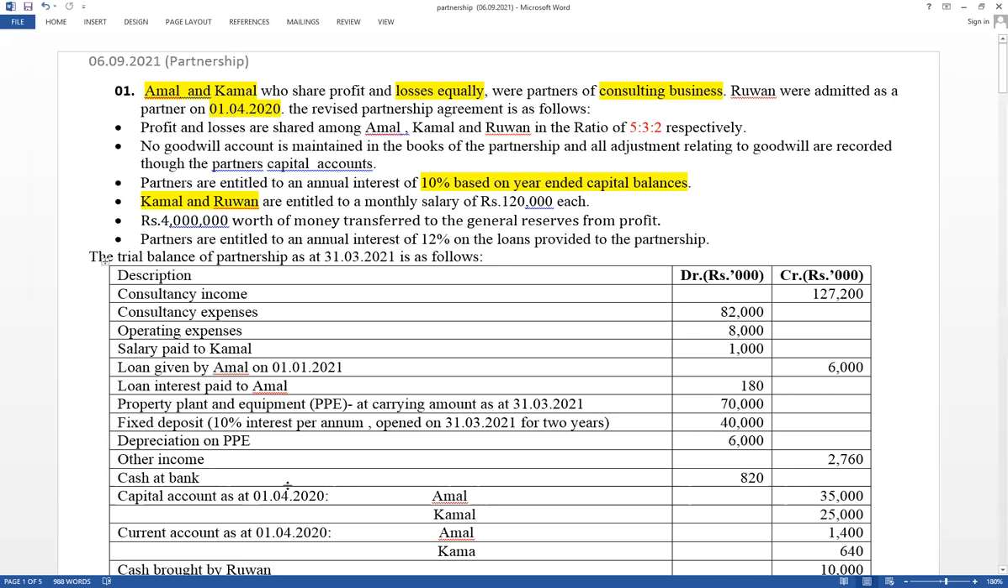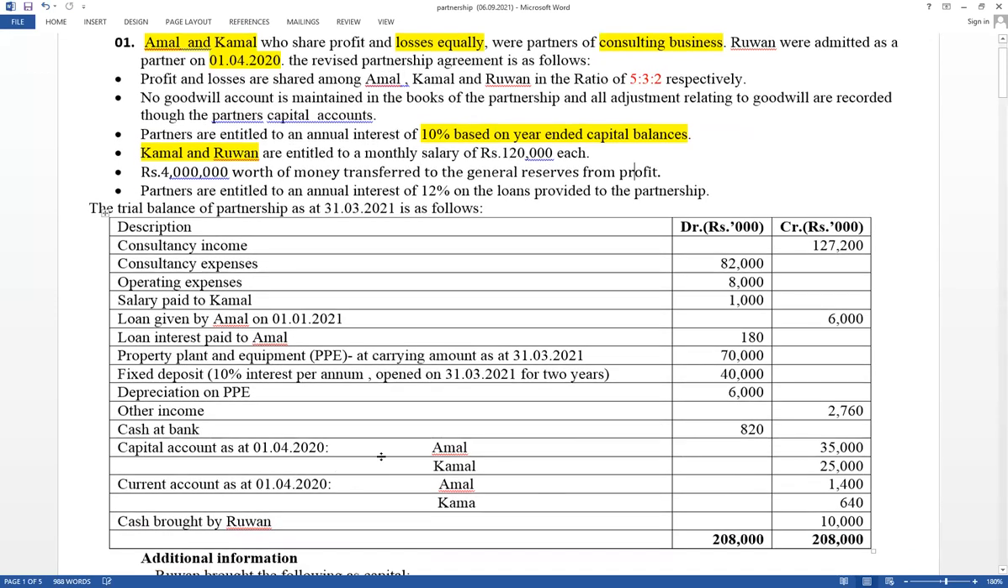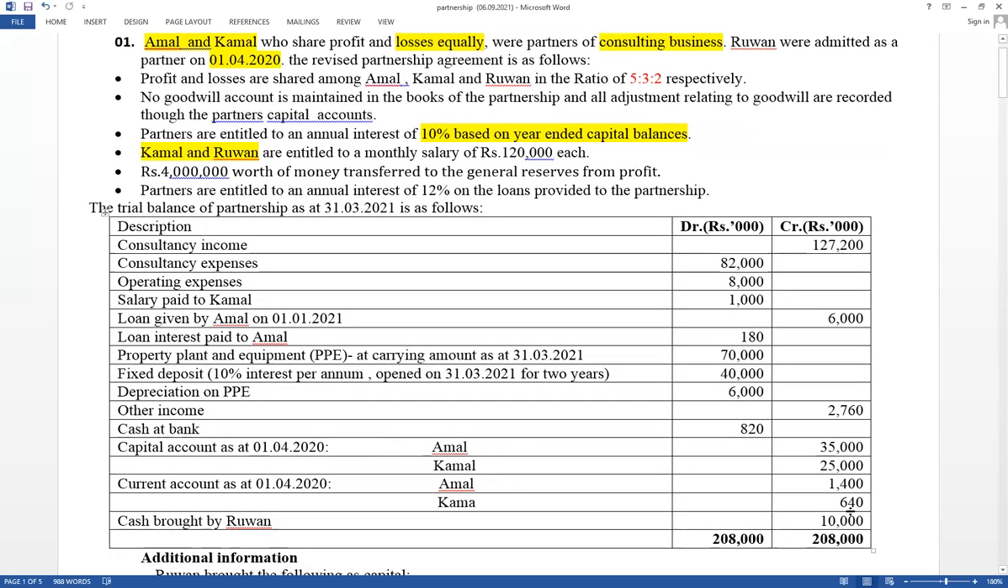Then other income is also given. Cash at bank, cash balance, capital account and current account opening balances are given. As well, cash brought by Ruan is given. This is a new partner. The double entry was cash account debit, capital account credit. Think about this example: sales and purchases are not given, and opening inventory and closing inventory are not given. This is a service business.